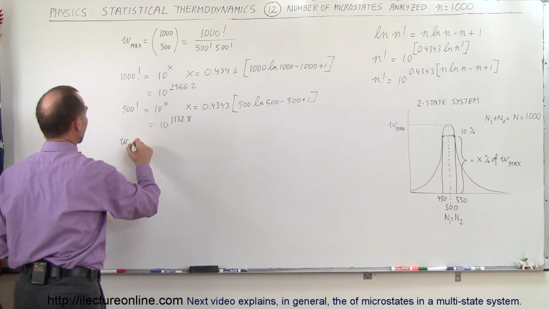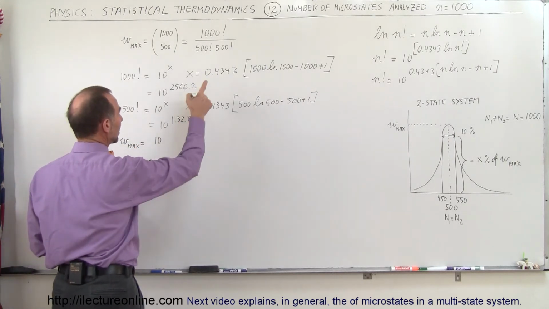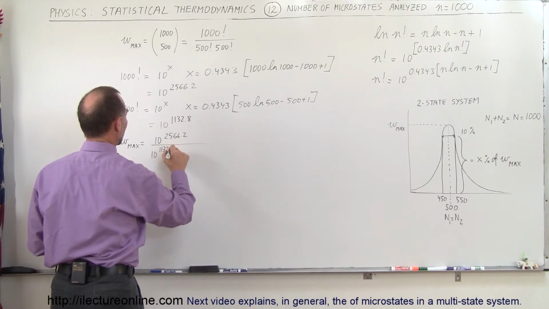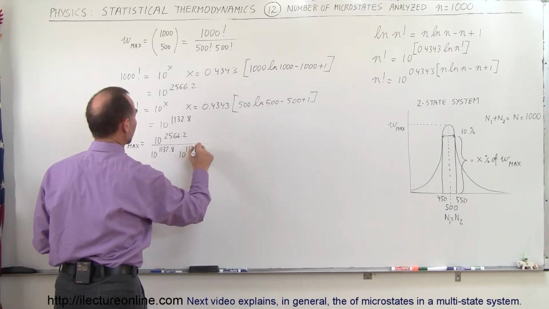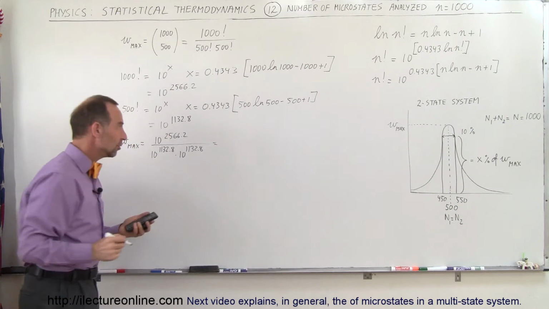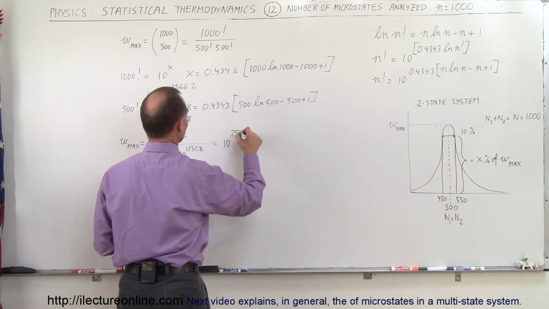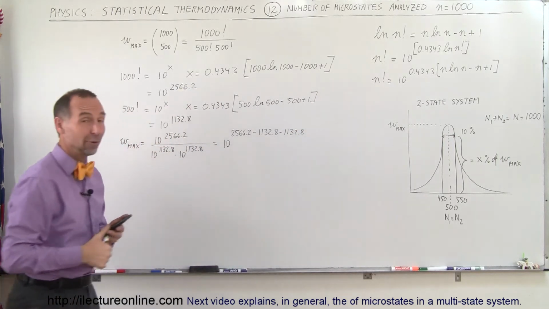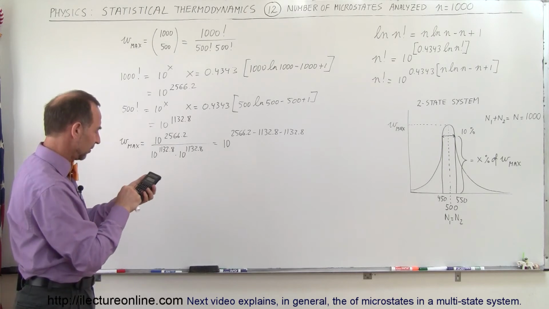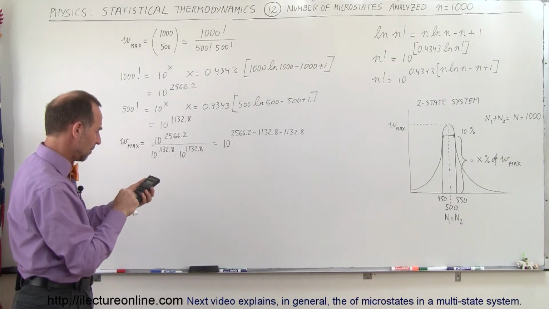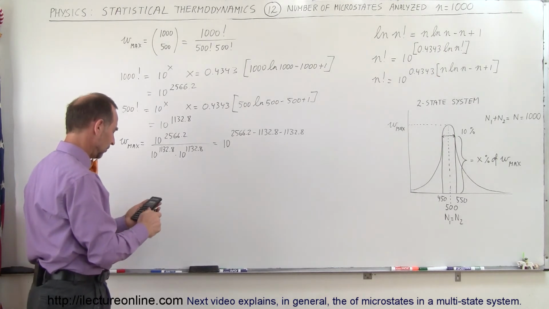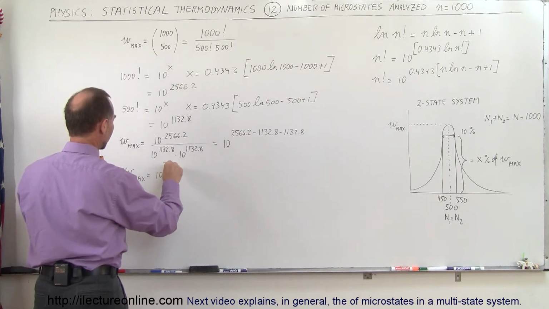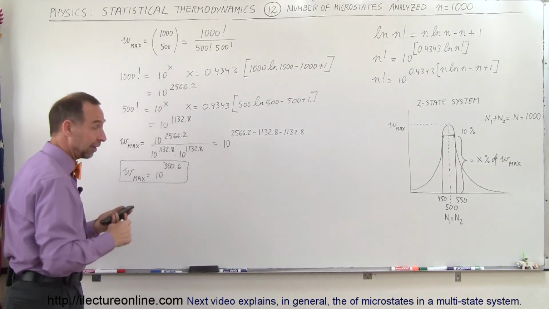So the maximum number of microstates is going to be equal to 10 raised to the 2,566.2 power divided by 10 raised to the 1,132.8 power times 10 to the 1,132.8 power. All right, and let's go ahead and do that. That would be equal to 10 raised to the 2,566.2 minus 1,132.8 minus 1,132.8. All right, so evaluate that on the calculator. 2,566.2 minus 1,132.8 minus 1,132.8 equals, so that gives us the maximum number of microstates is equal to 10 raised to the 300.6 power.